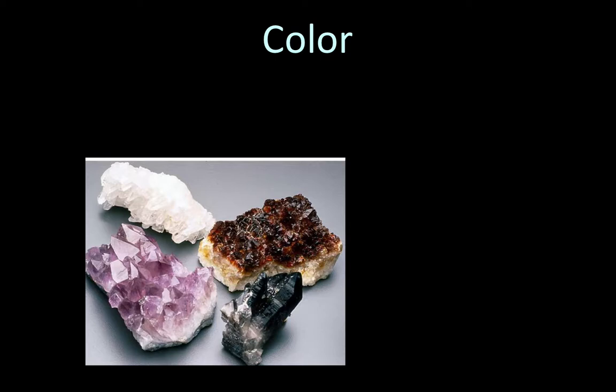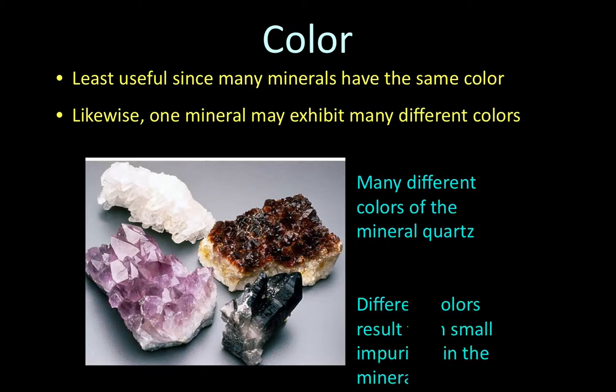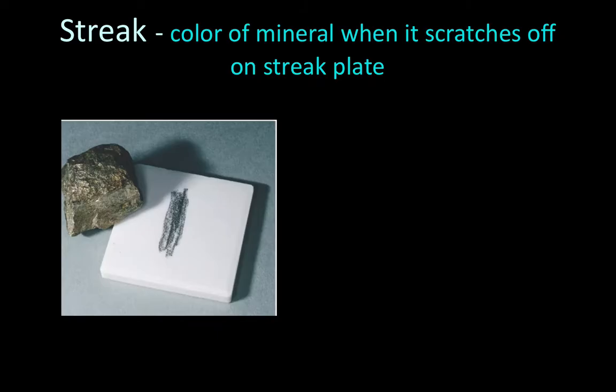Now, color might seem to be the most intuitive property, but it's actually considered to be the least useful. You're going to see when you do the lab that many, many minerals have exactly the same color. There's lots of white and clear minerals. Likewise, one mineral can have many different colors. For example, in this picture, you have all the different colors of the mineral quartz. Different colors result from small impurities in the mineral, so it's not always very useful.